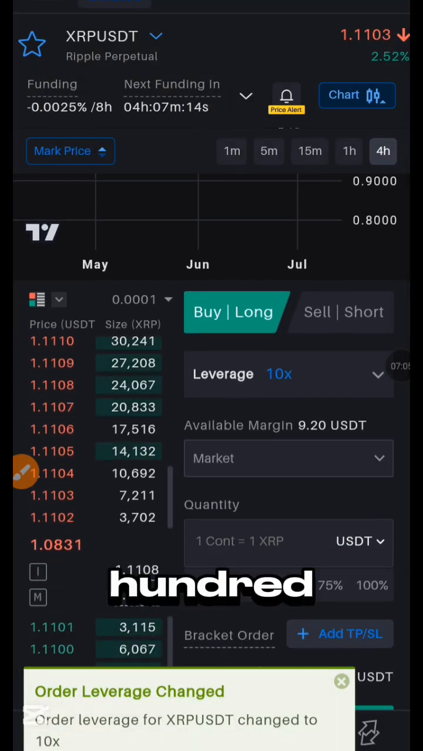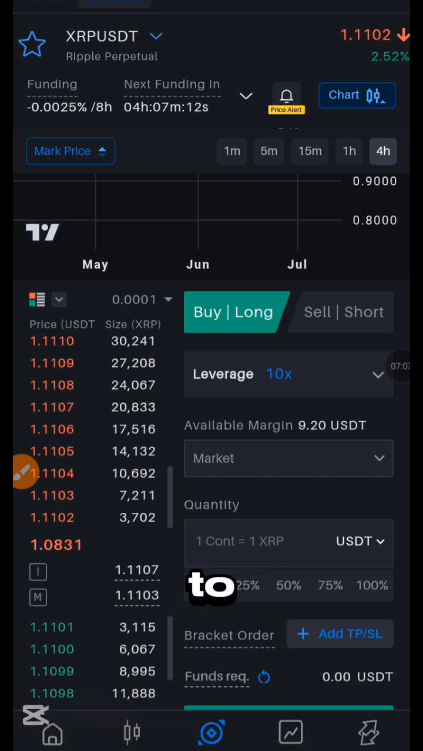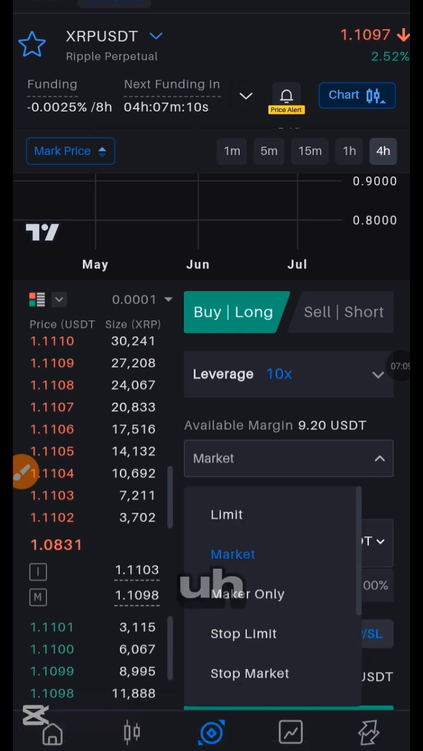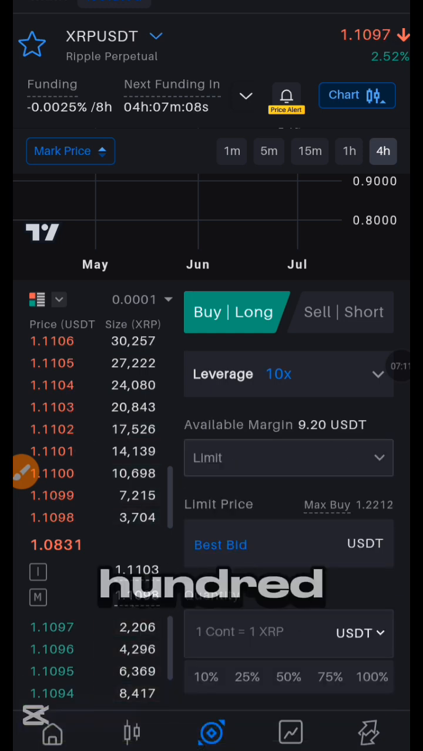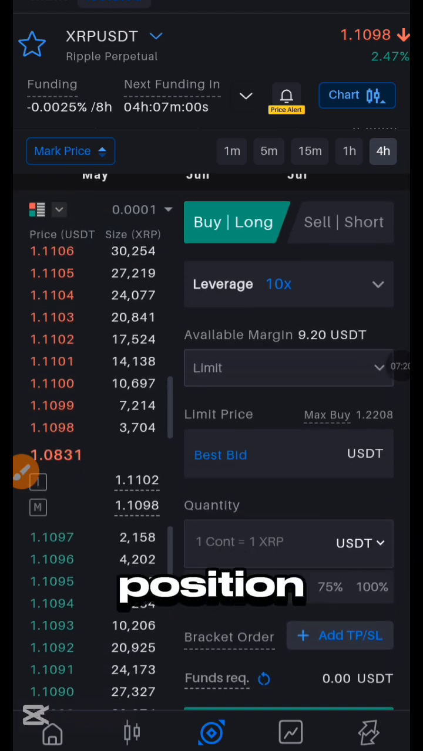Now you have $100 and you don't want to risk the whole $100. You want to risk a certain amount. Let's say you want to be risking $20 per trade. That is position sizing.